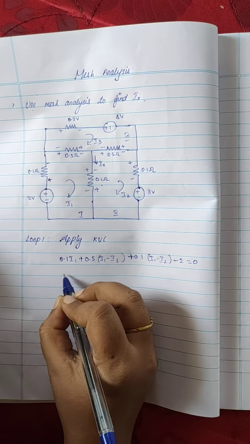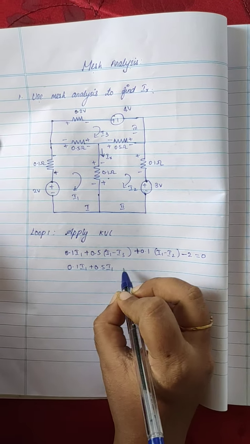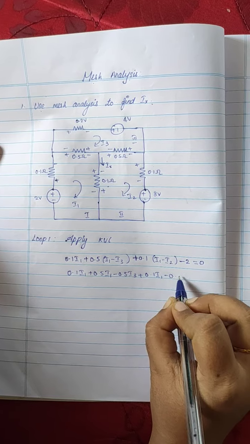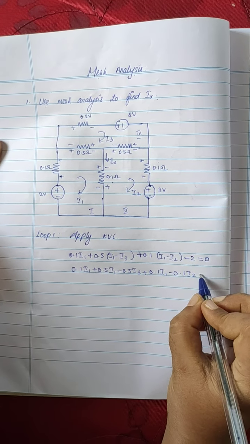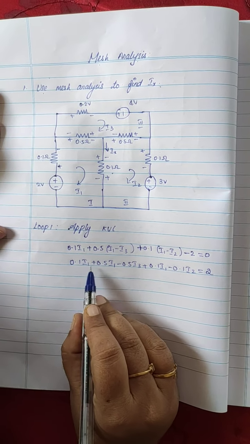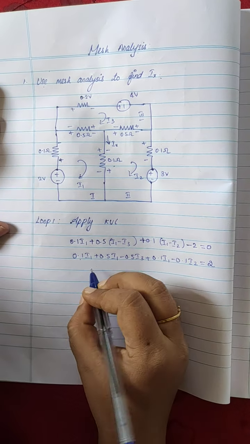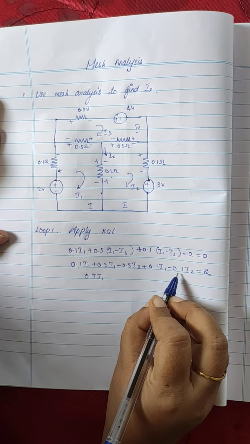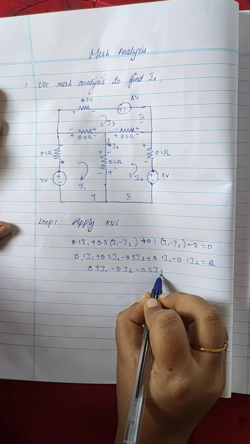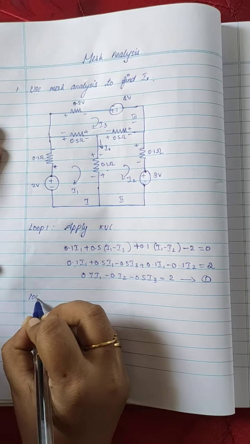After that we need to simplify this equation. So 0.1 I1 plus 0.5 I1 minus 0.5 I3 plus 0.1 I1 minus 0.1 I2. I am taking this minus 2 to that side, so it becomes plus 2. Simplifying the I1 terms, 0.1 plus 0.5 plus 0.1, totally it is 0.7 I1. Then minus 0.1 I2, then minus 0.5 I3, which is equal to 2. That is the first equation.